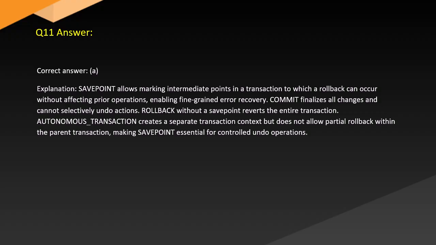Answer. Correct answer: A. Explanation. SAVEPOINT allows marking intermediate points in a transaction to which a rollback can occur without affecting prior operations, enabling fine-grained error recovery. Commit finalizes all changes and cannot selectively undo actions. Rollback without a savepoint reverts the entire transaction. Autonomous transaction creates a separate transaction context but does not allow partial rollback within the parent transaction. Savepoint is essential for controlled undo operations.